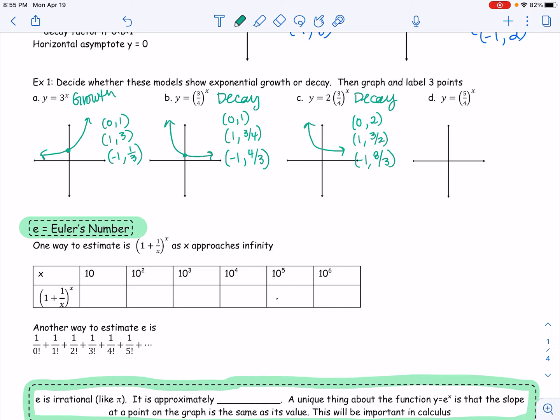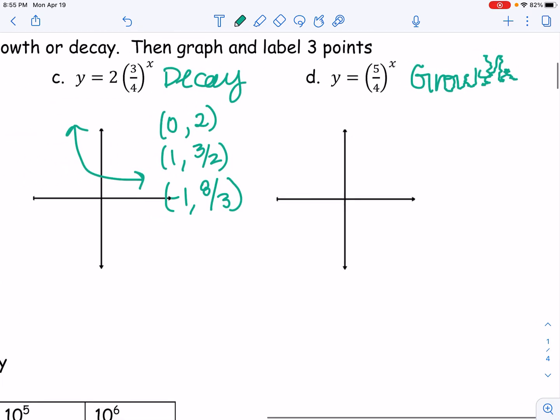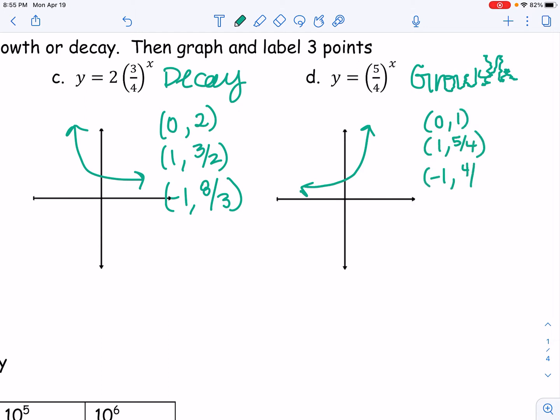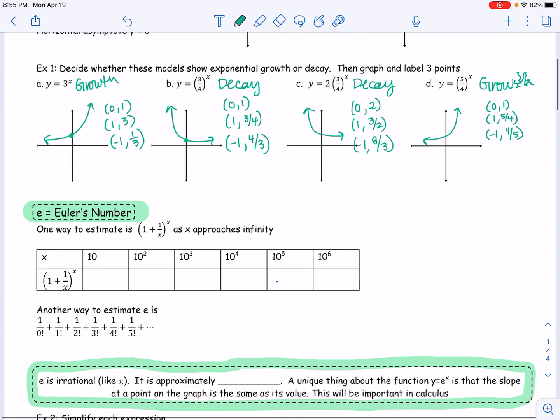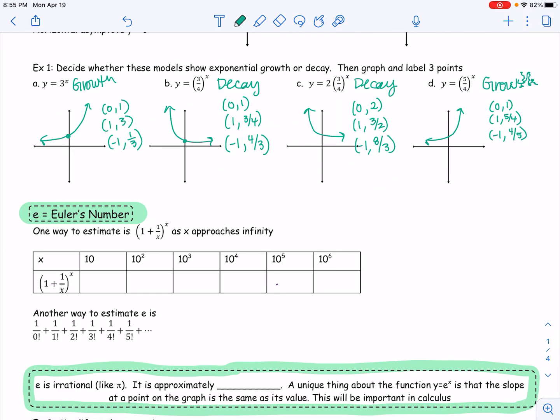And then the last one, our base is 5/4. So be careful. Sometimes when we see a fraction, we automatically assume it's decay. But 5/4 is a number bigger than 1. So this is a growth model. Oops, there's no initial amount. There's no A value. So back to 0, 1, 1 the base, and negative 1, 1 over the base, or the reciprocal of that fraction. So see, that's easy, especially after yesterday's lesson.